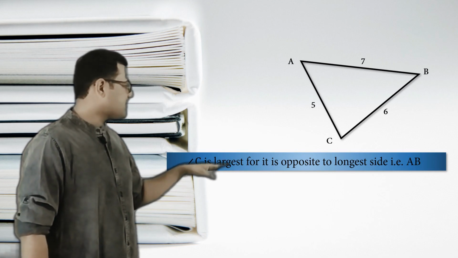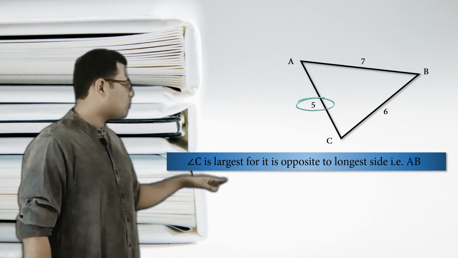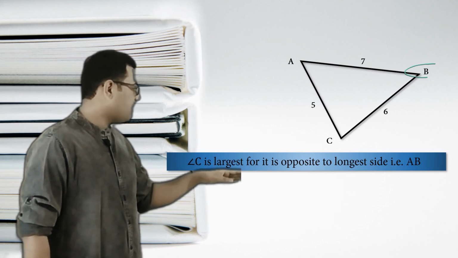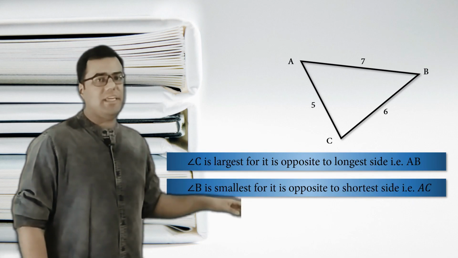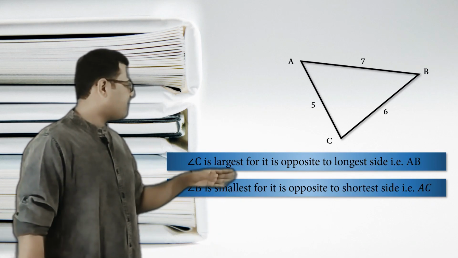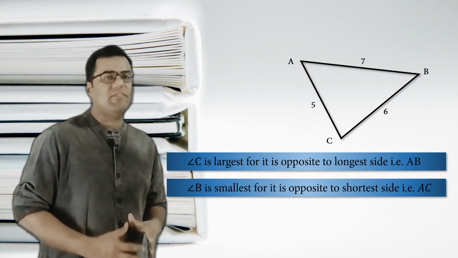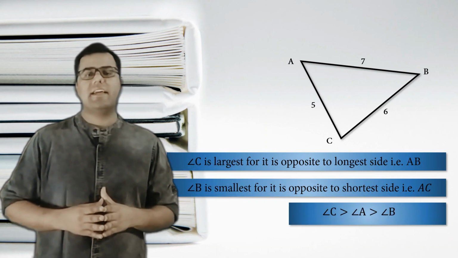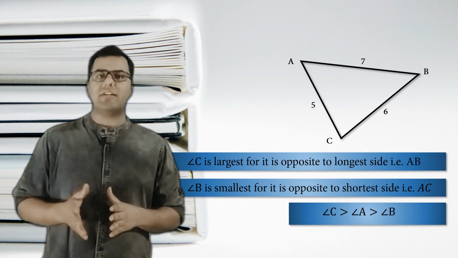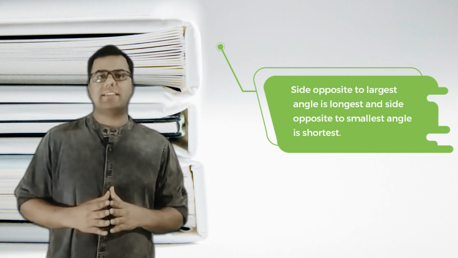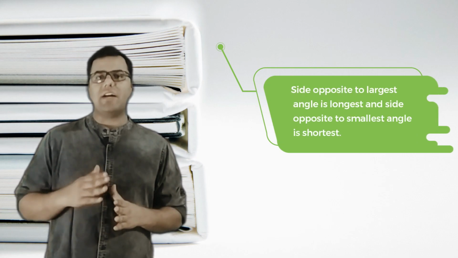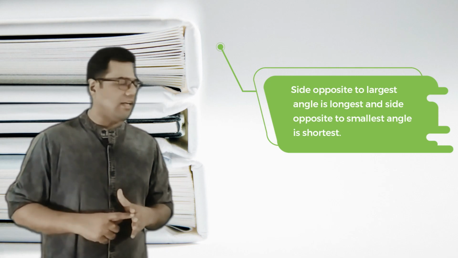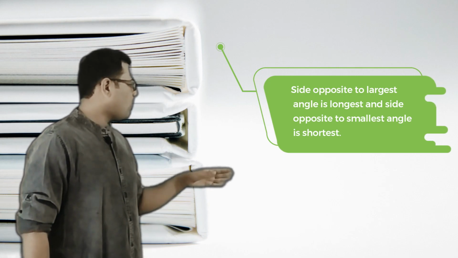Similarly, the shortest side is 5, and then the angle opposite to this shortest side, that is angle B, must be smallest, and hence angle B must be smallest. Angle A then will fit in between, and we will have angle C greater than angle A greater than angle B. Now the converse of this statement that we have just discussed is also true. What I'm saying is that the side opposite to the largest angle is longest, and similarly the side opposite to the smallest angle is shortest.